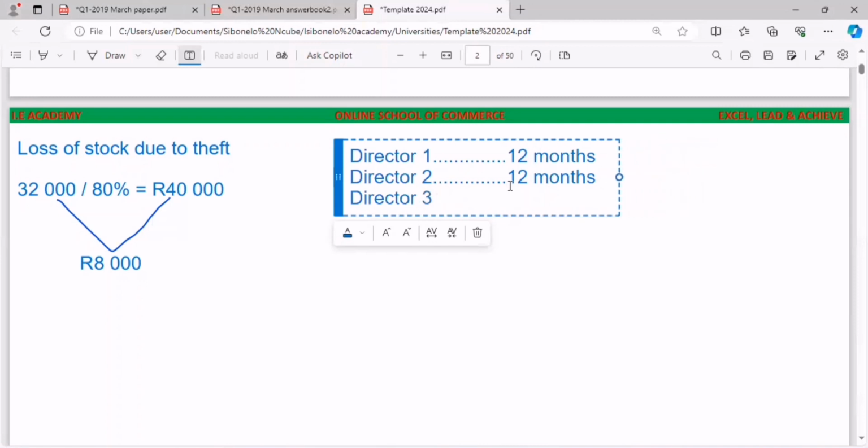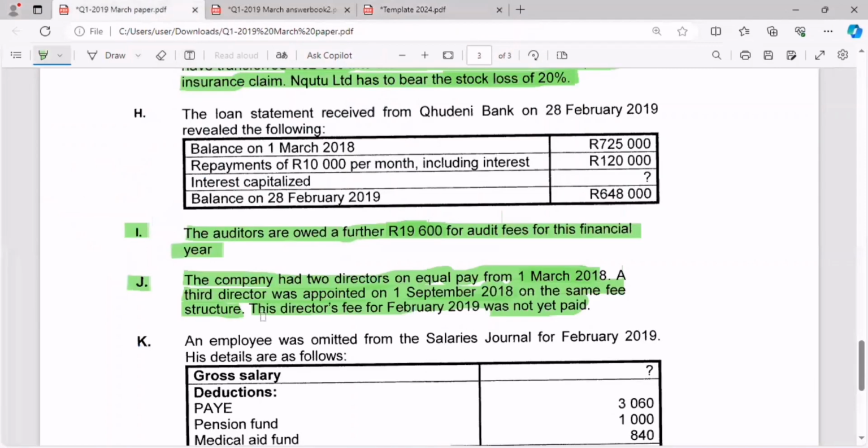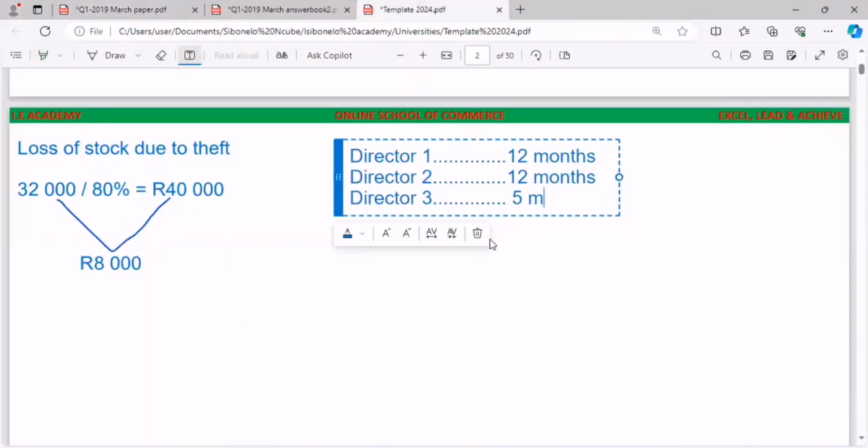But the third director, director number three, did not work for 12 months because this one was appointed on the 1st of September. And then we are owing him a fee for Feb. So now from September to January, how many months is that? September, October, November, December, January. So this third director, we have paid him for 5 months. Guys, I hope this is making sense.